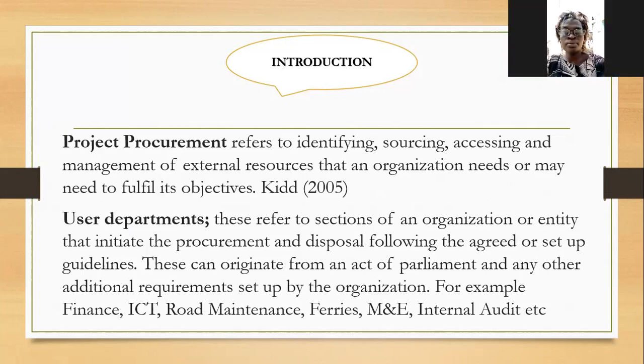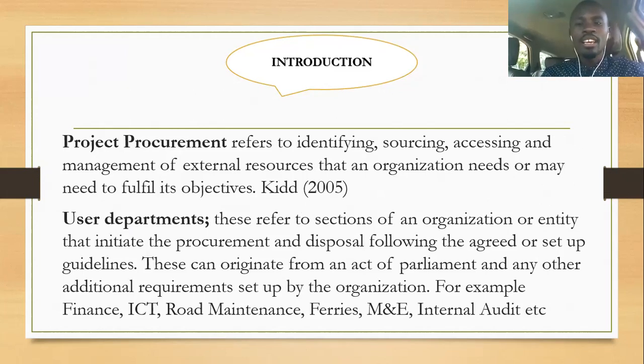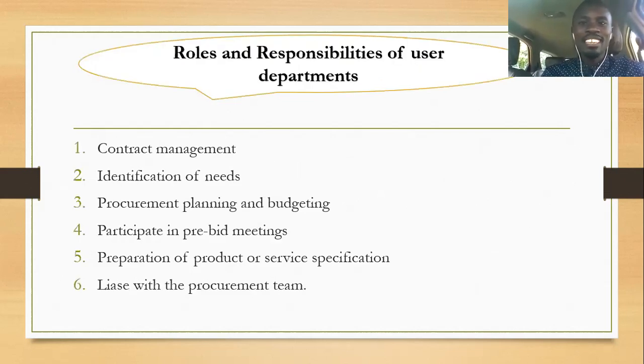And the last point that is mentioned in our assignment is to do with user departments. Now, these are sections of the organization or entity that initiate the procurement and disposal following the need and set up guidelines. And this can originate from an act of parliament and any other additional requirements set up by the organization. For example, you may have a department of finance, ICT, road maintenance, ferries, whatever you can name them, depending on the needs of your organization. Allow me to introduce to you our next presenter, who is going to start off with our roles and responsibilities of this user department. Welcome, Isaac.